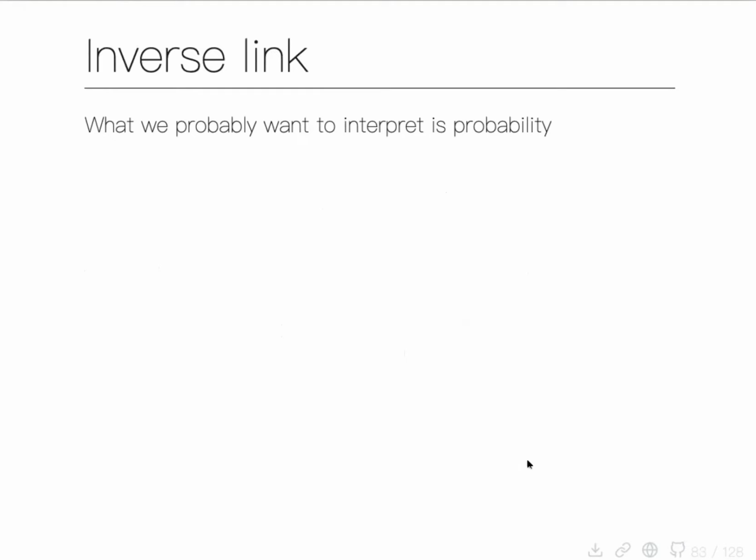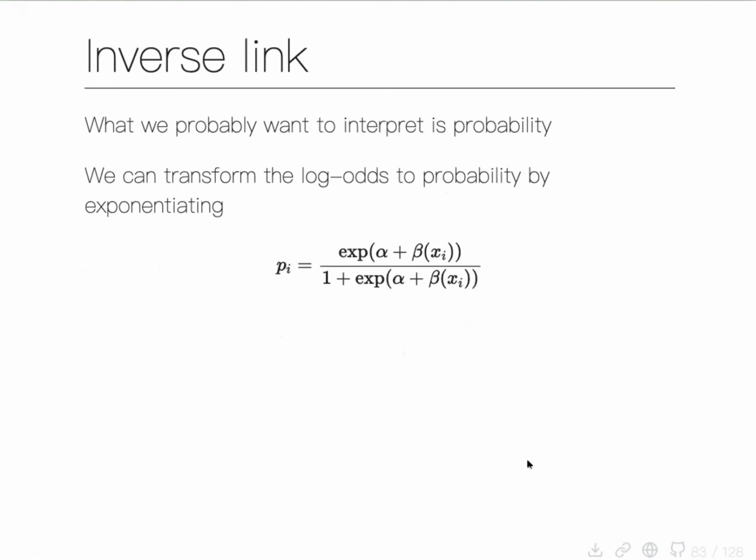What we actually probably want to interpret most of the time, though, is not log odds, right? Log odds is kind of weird and hard. So what we can do is transform that log odds back to probability using the inverse link. This is how we do that. We take our linear combination of predictors, we exponentiate them, and we divide that by 1 plus the exponentiated version of our predictors. So this is the logistic function, or the inverse logit. Both of those refer to this same thing.